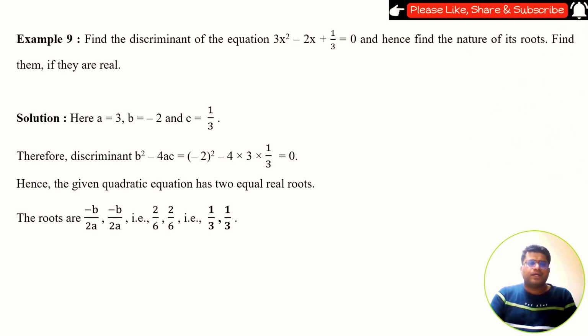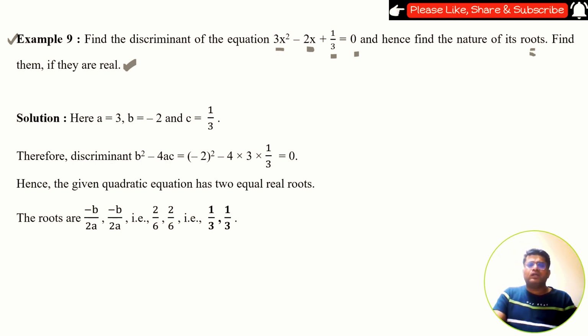This is our example number 9. Find the discriminant of the equation 3x square minus 2x plus 1 by 3 is equal to 0 and hence find the nature of its roots. Find them if they are real. It means here are 2-3 questions in one question.